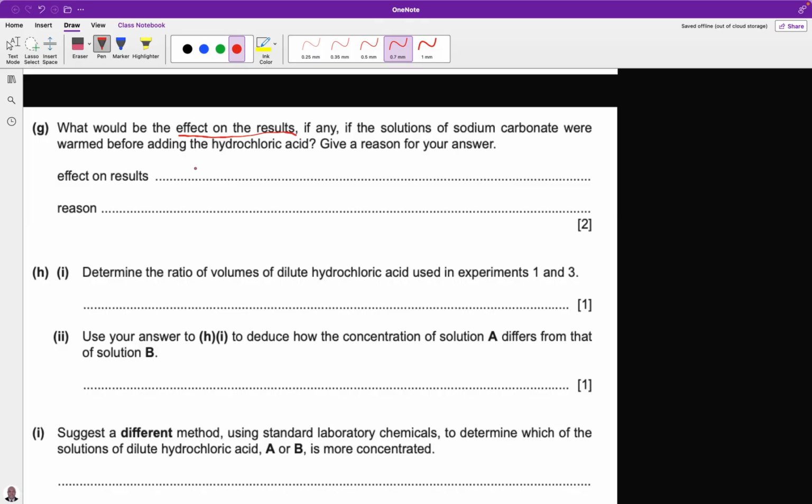By warming it, it will increase the rate of reaction. It will speed up the time the result will be attained. It will help us to get to the endpoint very fast, but it will not change the endpoint. Therefore, we said there will be no effect on the result.